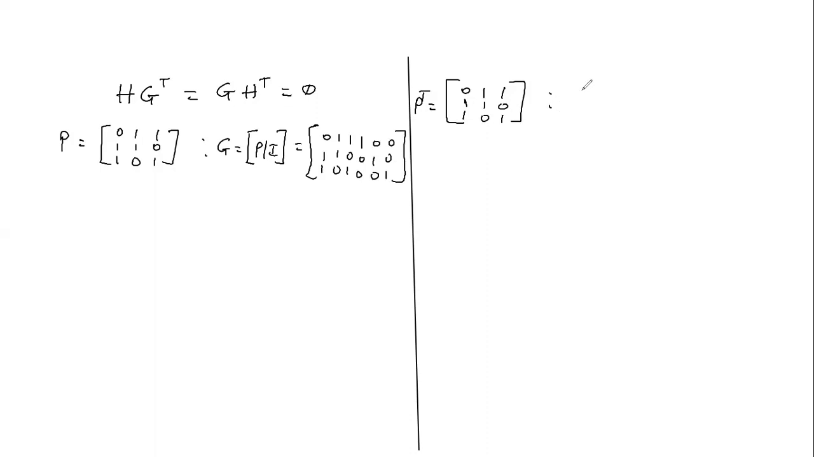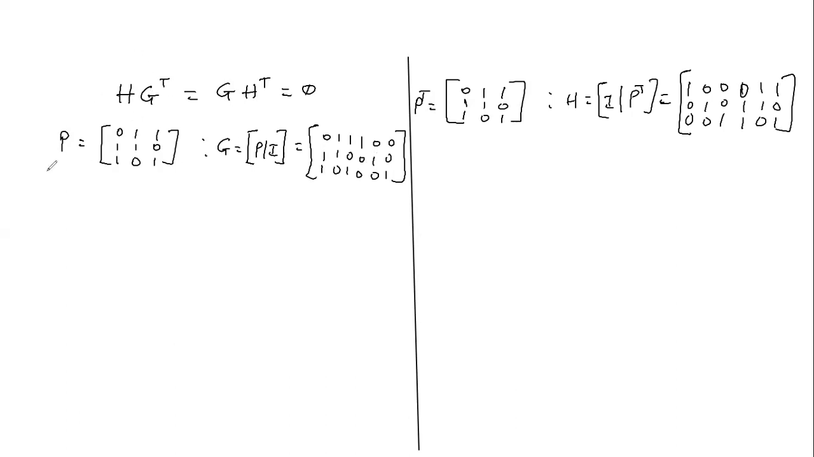And the same thing here, we have the parity check matrix is the same as the identity matrix and the transpose of this. And then we have the identity matrix will be 1, 0, 0, 0, 1, 0, 0, 0, 1. And then the transpose of the parity, which will be 0, 1, 1, 1, 1, 0, 1, 0, 1. Perfect.